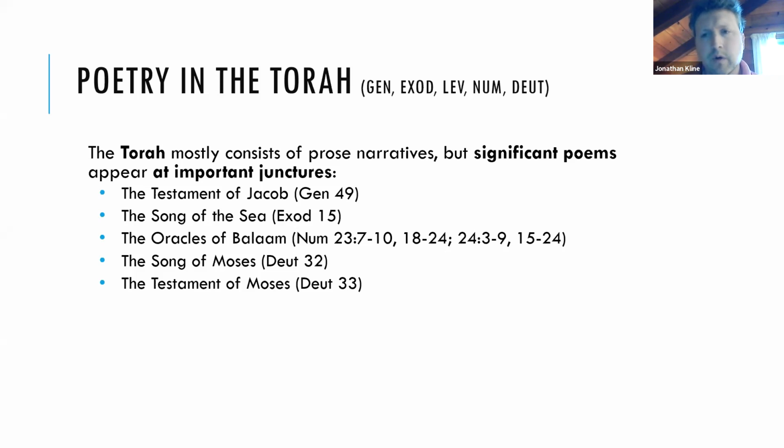And then another important narrative juncture in the Pentateuch is when the Israelites are about to cross into the Promised Land. So at the end of the wilderness wanderings, you get the oracles of Balaam, and that's in Numbers 23 and 24. And then basically most of the book of Deuteronomy consists of laws. And so then at the end of Deuteronomy, the Israelites are still poised on the edge of the Promised Land. And you get a couple important poems there: the Song of Moses in Deuteronomy 32 and the Testament of Moses in Deuteronomy 33.